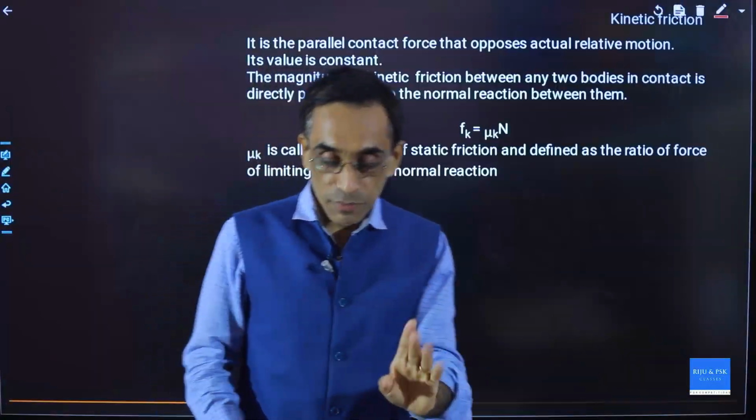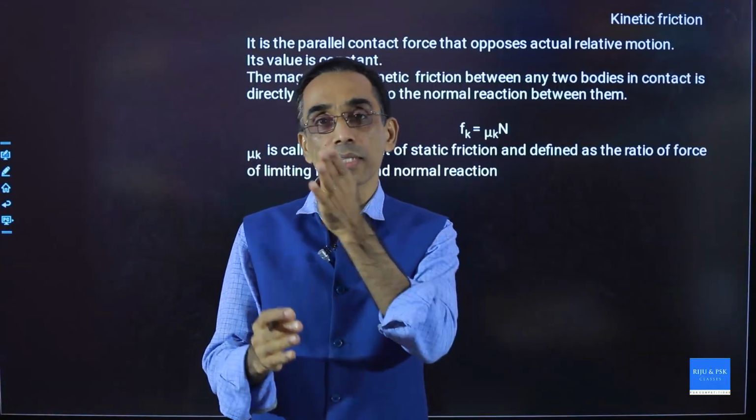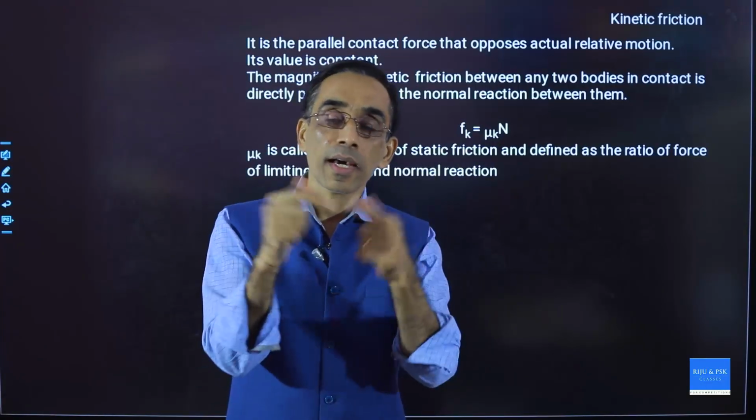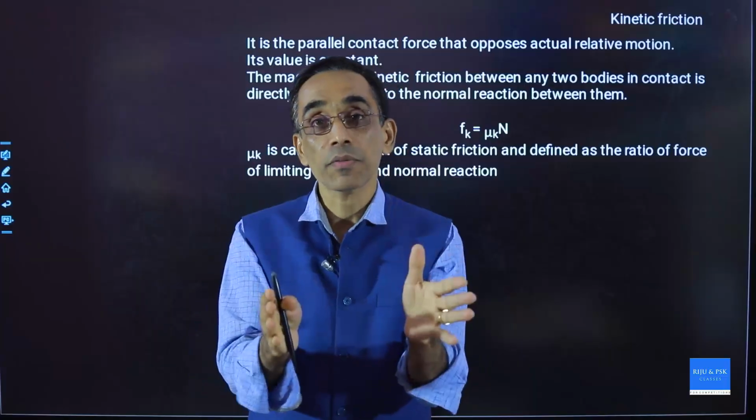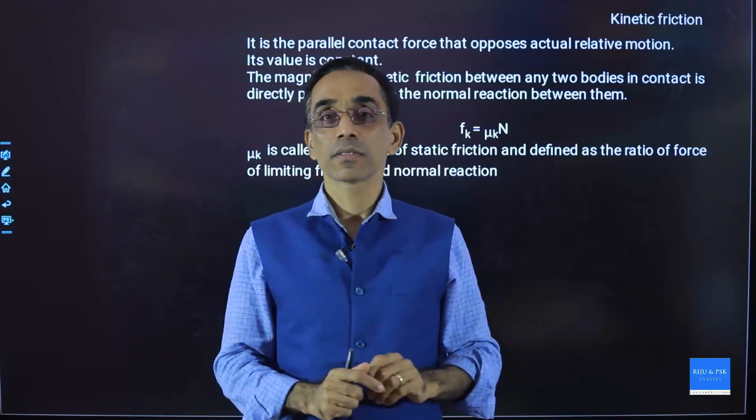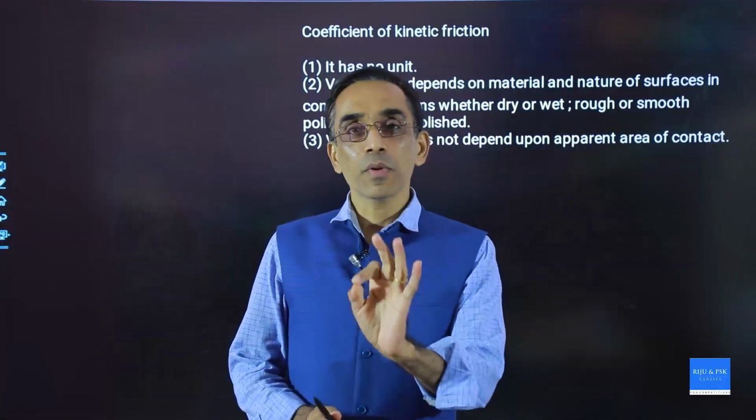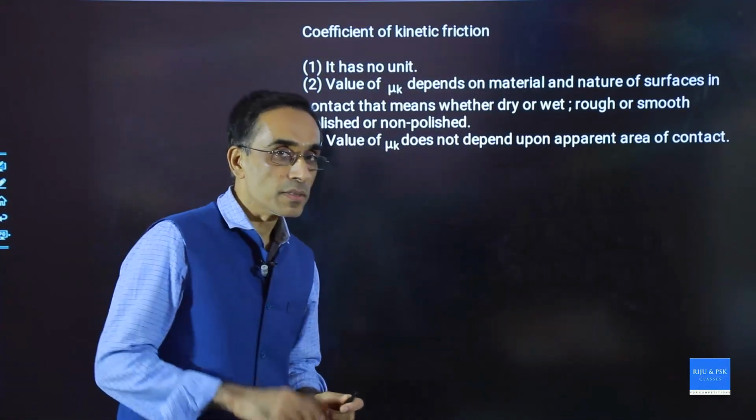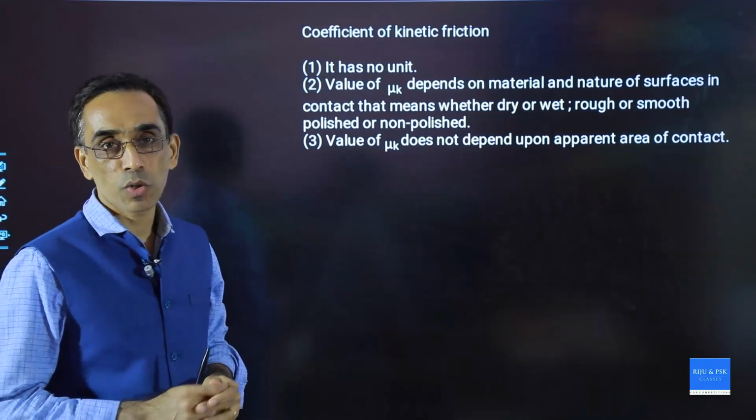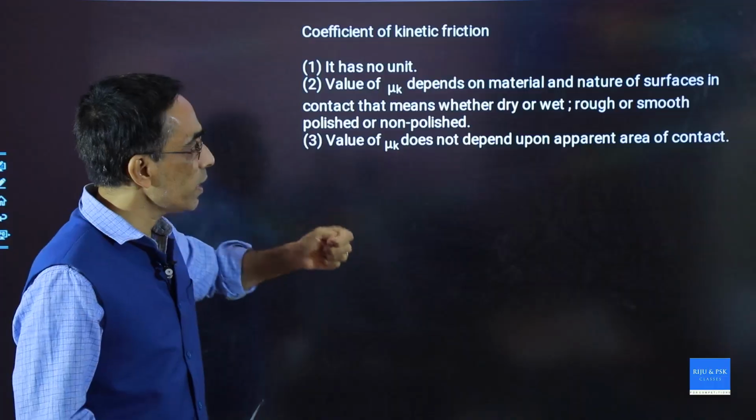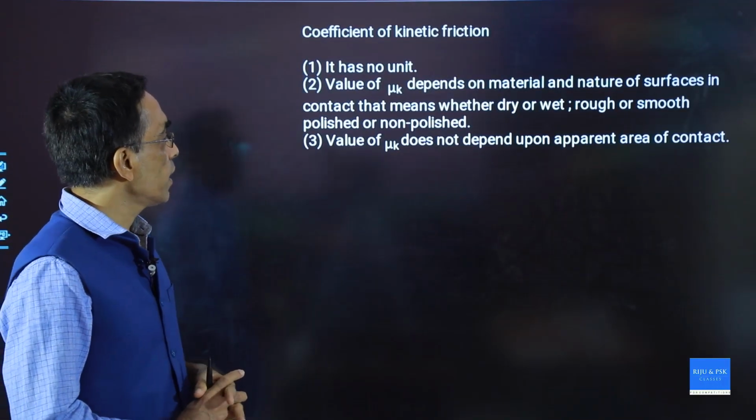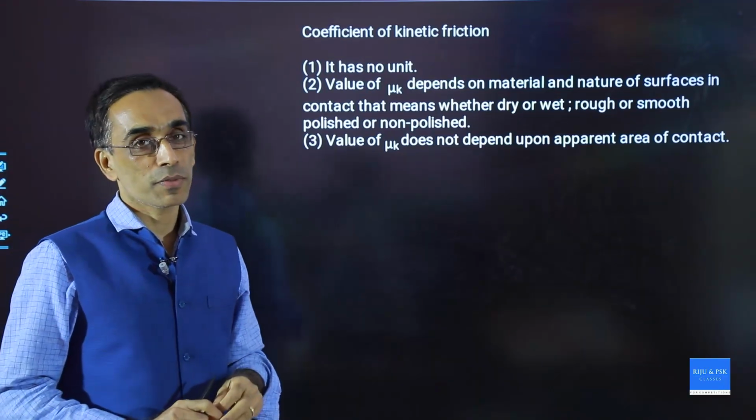In a nutshell, I say friction can be of two types for us now. One is static friction, another is kinetic friction. Static friction happens when the body is not moving. Kinetic friction happens when the body is moving. Static friction can vary from 0 to a certain maximum, but the kinetic friction is a constant. Okay. We discussed the coefficient of static friction and its properties. Here are the properties of the coefficient of kinetic friction. Again, it is unitless, no dimension, no unit, and depends on the material and nature of the surfaces, as the static friction coefficient does, and it does not depend on the area of contact.